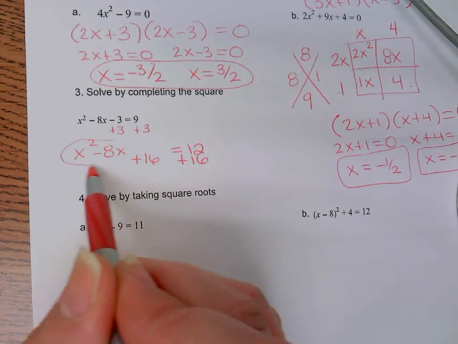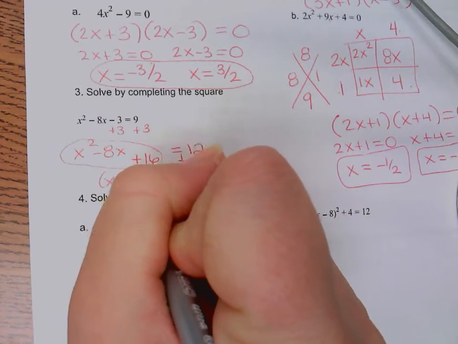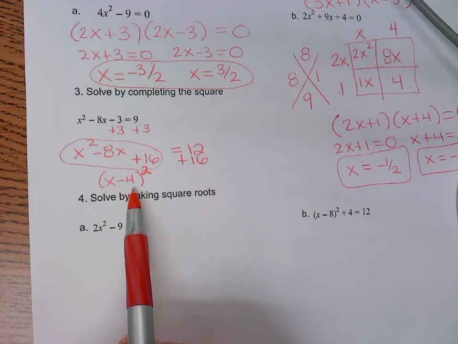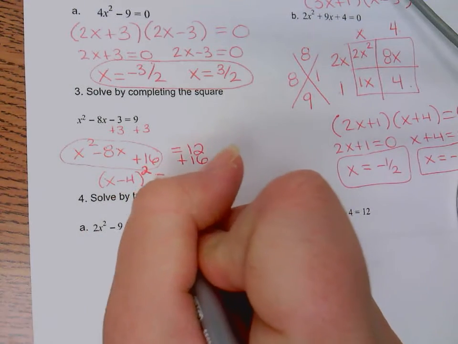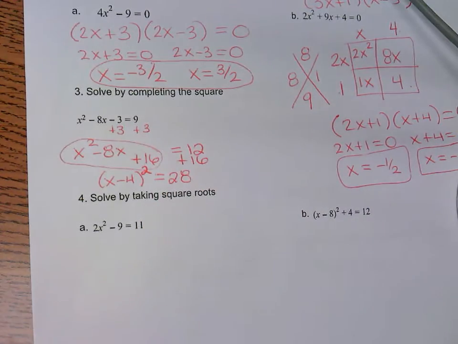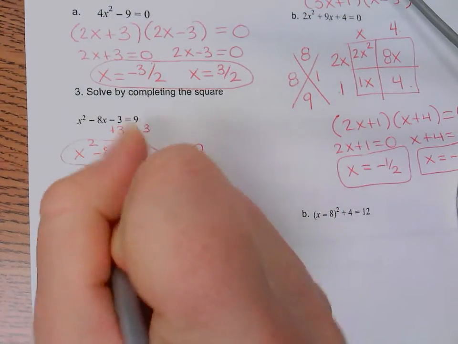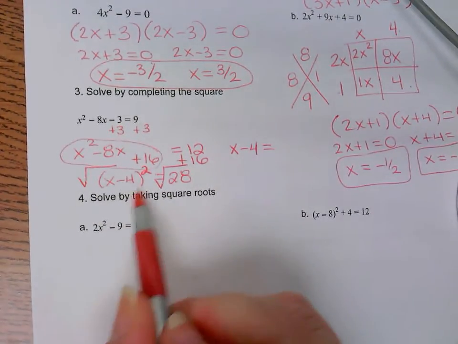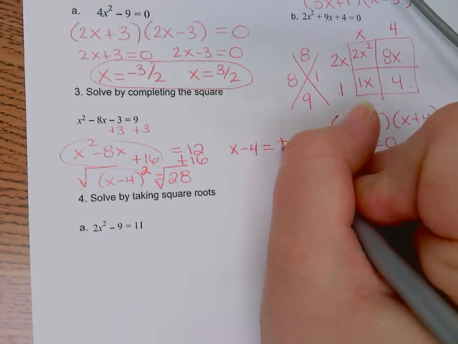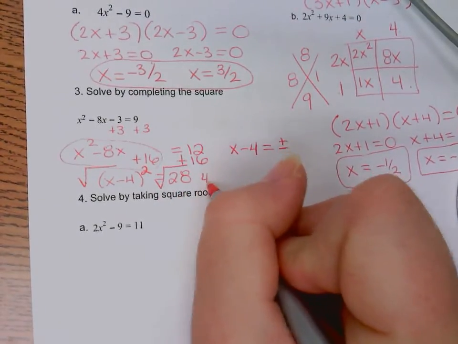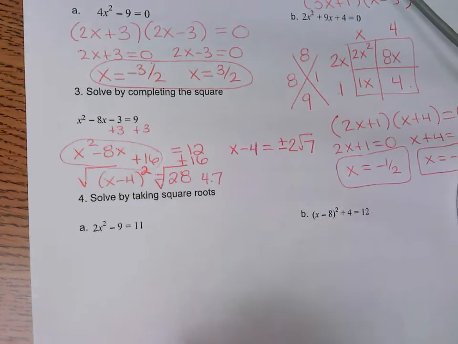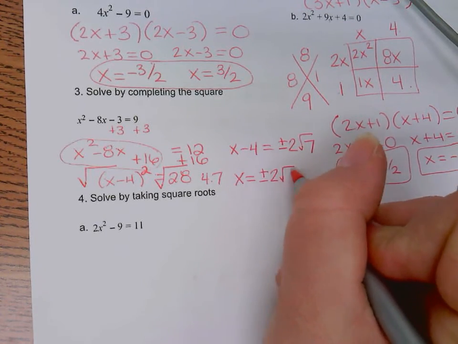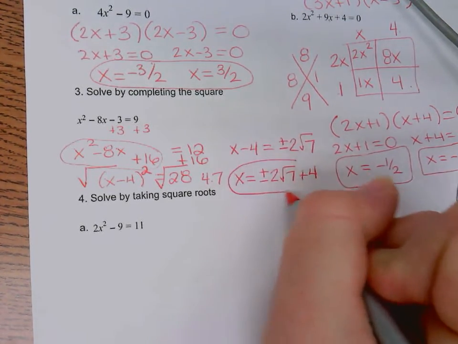Now this is a perfect square trinomial. So I can factor into x minus 4 squared, because it would be x minus 4 times x minus 4 would give me this trinomial. So I have that is equal to 28. So my next step would be to take the square root of both sides of the equation. So that gives me now just x minus 4 over here equals plus or minus, when I reduce 28, that's 4 times 7, so 2 root 7. So my final solution is x equals plus or minus 2 root 7 plus 4.